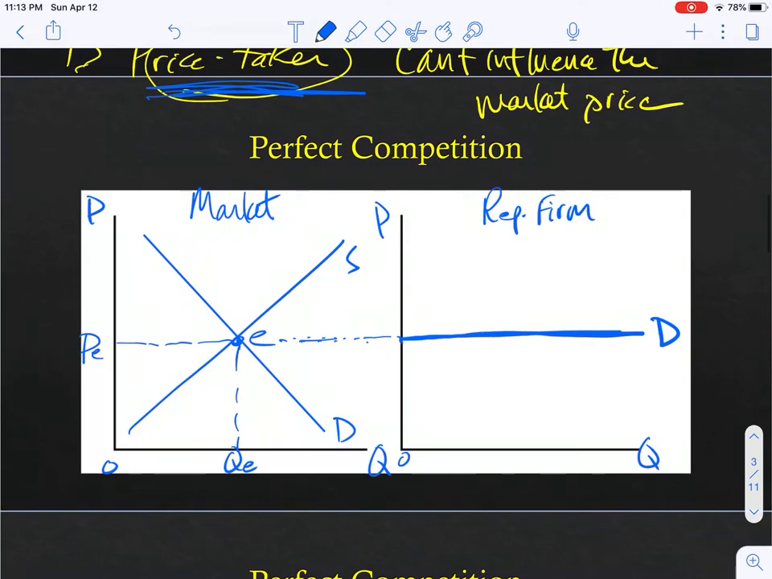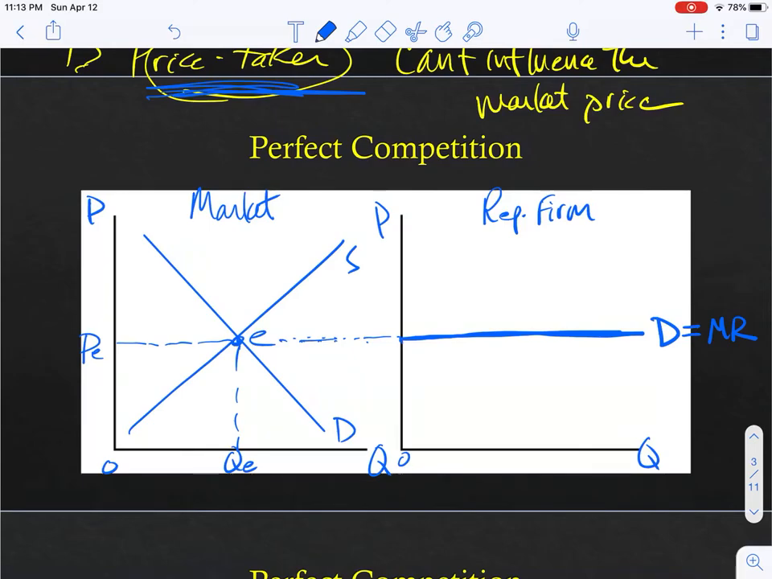Now, the representative firm here can sell as many units as they want at that price. And so if they sell one more unit, they can charge that price. They sell one more unit, they can charge that price. That means for every unit they sell, they bring in that money. So it's also the marginal revenue curve. So we label that demand equals marginal revenue.